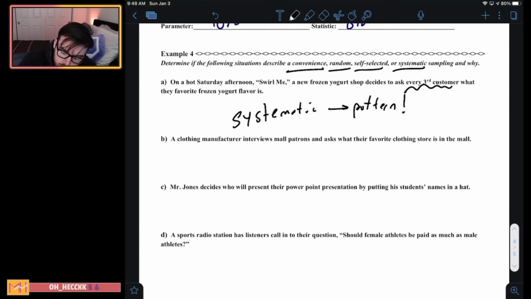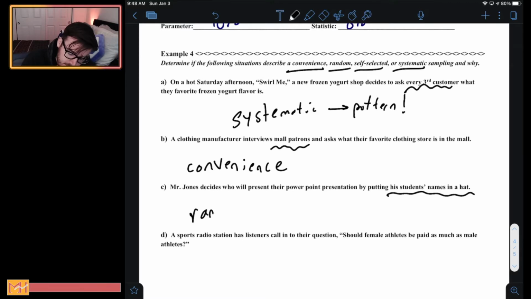A clothing manufacturer interviews mall patrons and asks what their favorite clothing store is in the mall. That seems convenient, right? They're asking mall patrons. They didn't do anything difficult. They're like, all right, let's just go stand outside of our store and ask people as they walk by. Pretty convenient. Mr. Jones decides who will present their PowerPoint presentation by putting his students' names in a hat. I use that as the example of random.